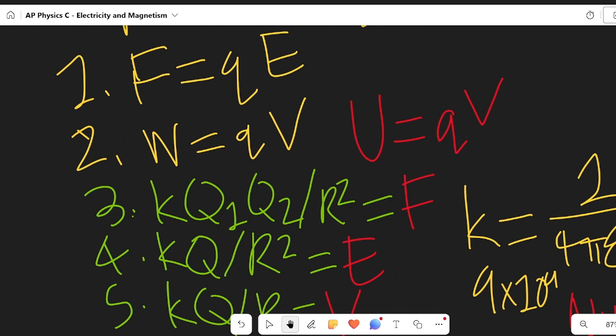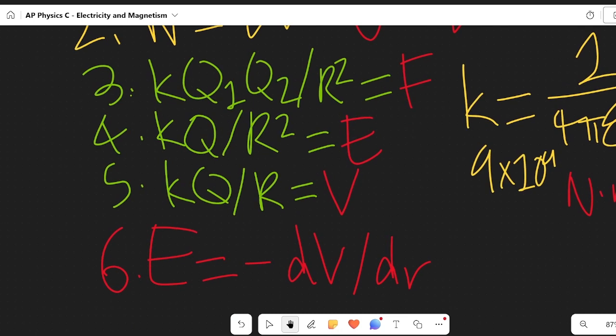F equals QE, W equals QV. Know those 2 off the top of your head. First thing when you see a problem involving, let's say, a charge passing through a potential difference, how much work does it take to push a charge through a potential difference? As soon as you see that, you should think W equals QV right there. Same thing if we see how much force does it take to push a charge through an electric field of this much, F equals QE should instantly pop in your head. Those 2 are our golden equations.